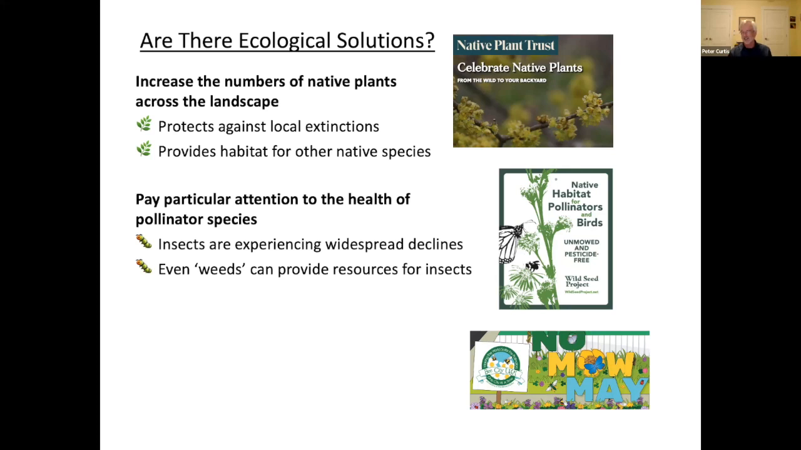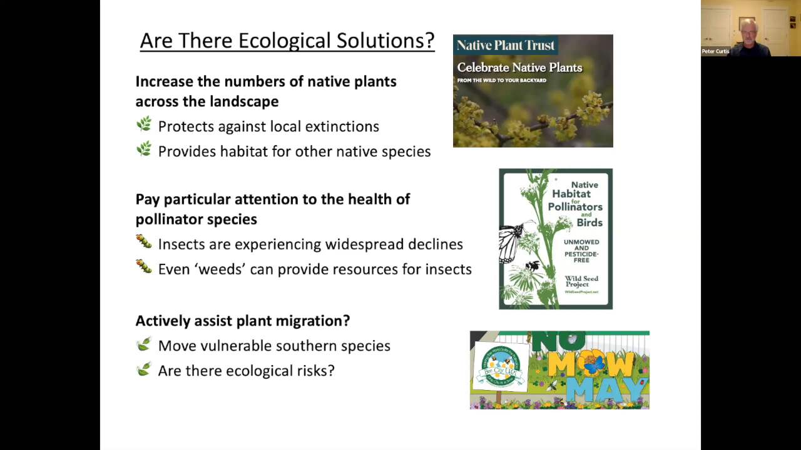And so shout out to No Mow May, which is thinking about ways that we can pay attention to our pollinators, because without them, we're not going to get any seed set, and the ability of a plant to migrate, of course, is severely compromised.